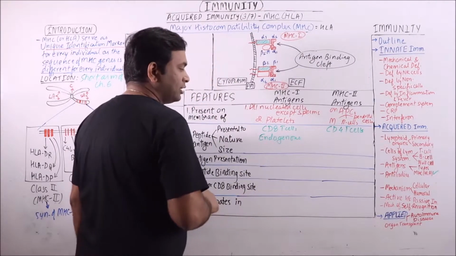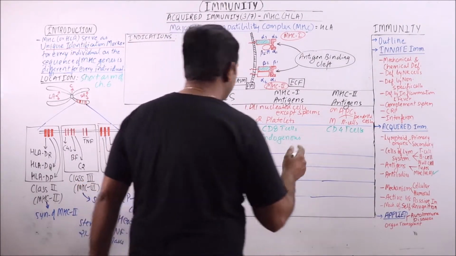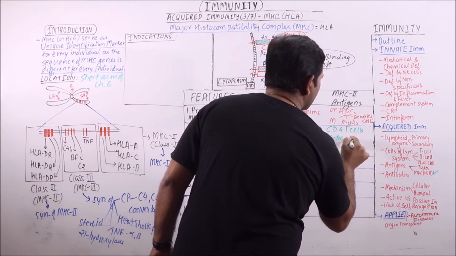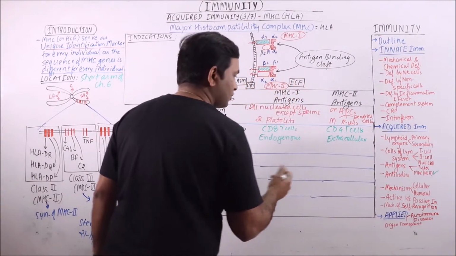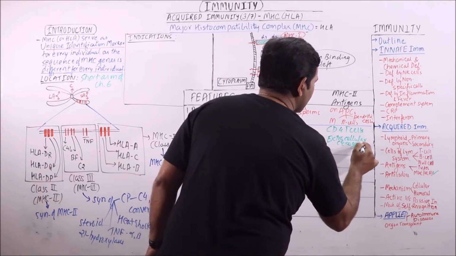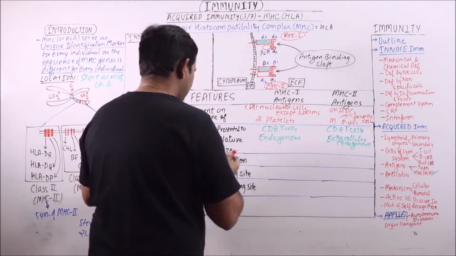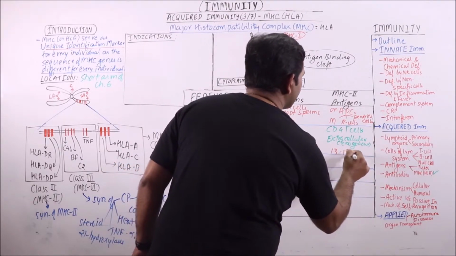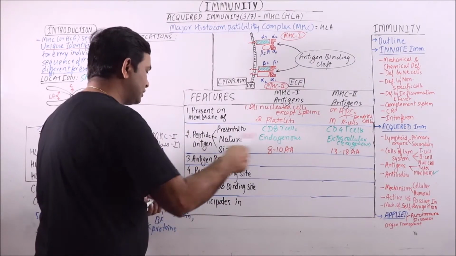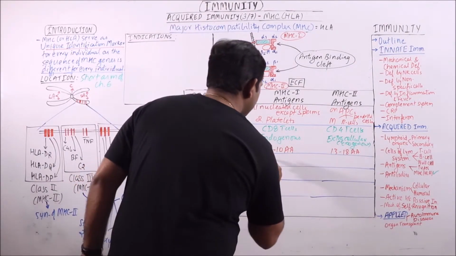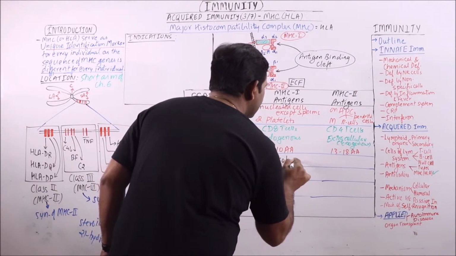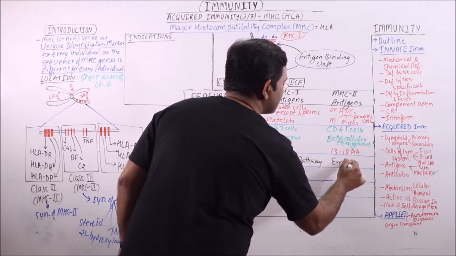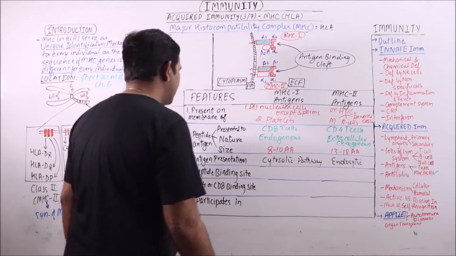Nature of peptide antigen is endogenous, that is intracellular, which may be a viral or a tumor cell protein. Here it is extracellular or exogenous. The size is 8 to 10 amino acids, here 13 to 18 amino acids. This is the size of the peptide antigen which is presented. Antigen presentation is done by the cytosolic pathway. Here it is endocytic. First it has to be engulfed.